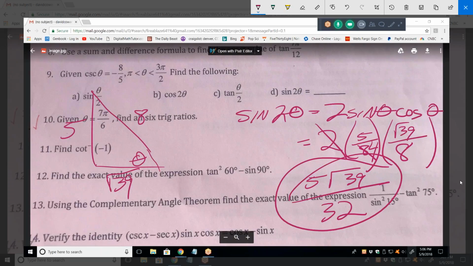Now, do we have to worry about the sign? You got it over 32? Yeah. The 2 took out, in other words, I actually had 10 over 64. 2 times 5 is 10. 8 times 8 is 64. Oh, okay. Yeah. That simplifies to 5 over 32.